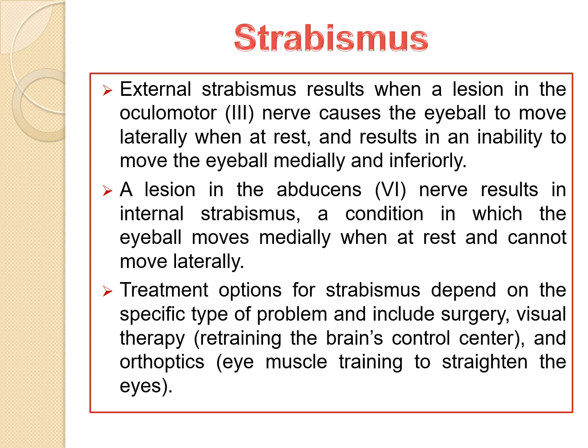The treatment options for strabismus depend upon the specific type of problem and include surgery, visual therapy, that is retraining the brain's control center, and ortho-optics, that is eye muscle training to strengthen the eyes.